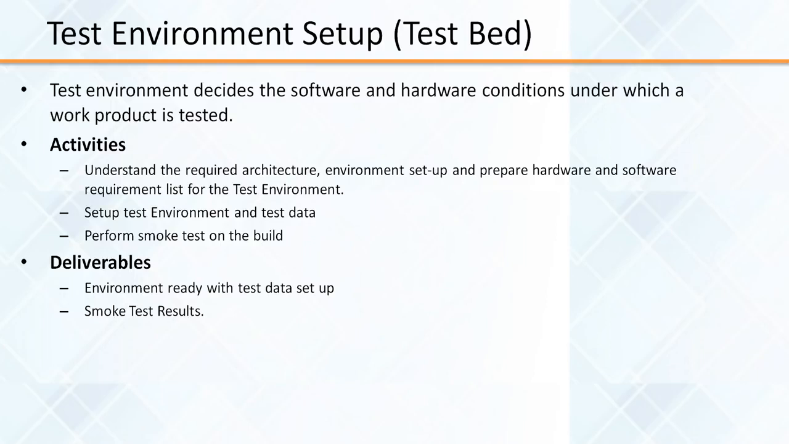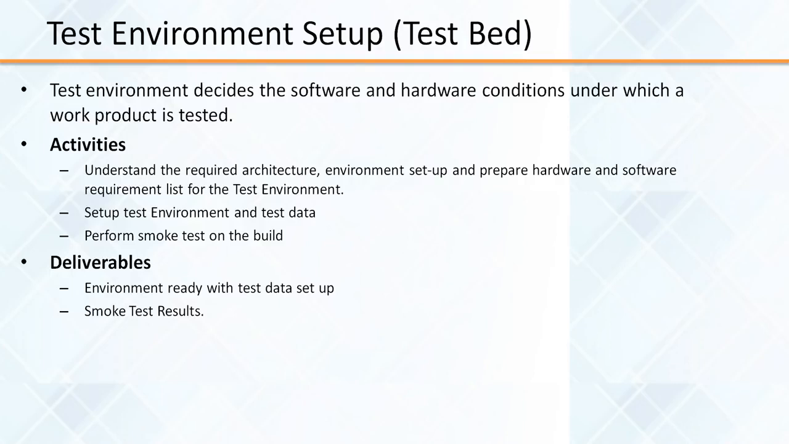Suppose the product is developed and they are providing it to us, so we need to have a certain environment. What kind of environment? Hardware and software. If you want to test a product in the Windows operating system, our system should have the Windows operating system. Or if you want the product tested on Linux or Unix platforms, we need to set up Unix and Linux platforms. And multiple browsers, multiple operating systems. All these things should be there. So that is the test environment setup.